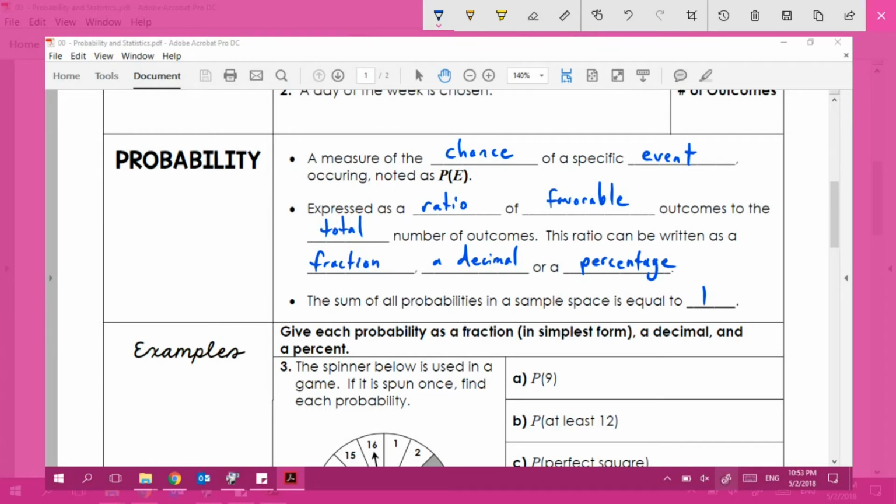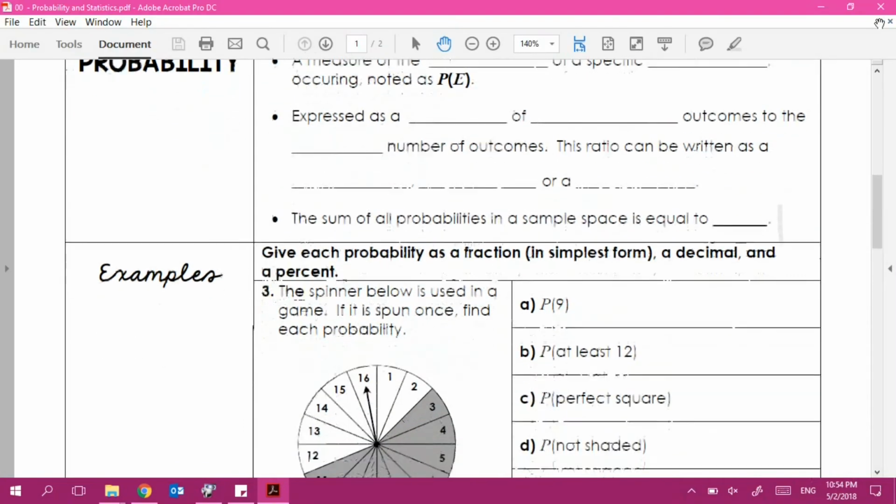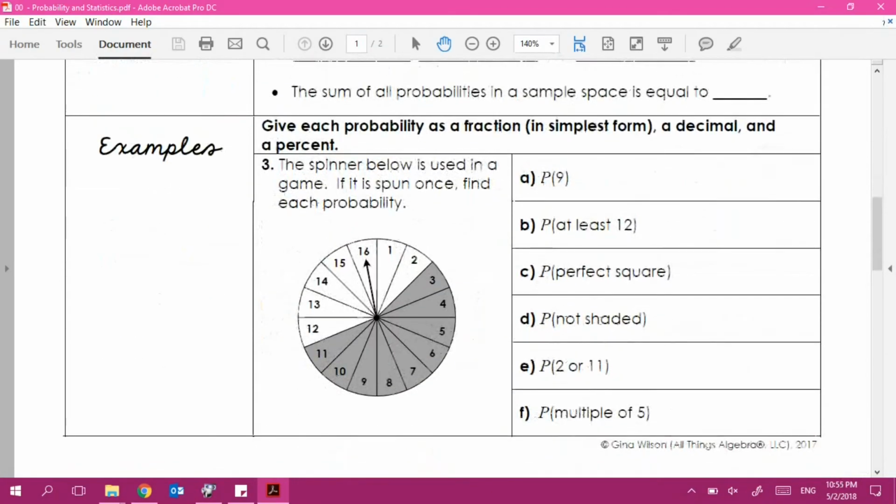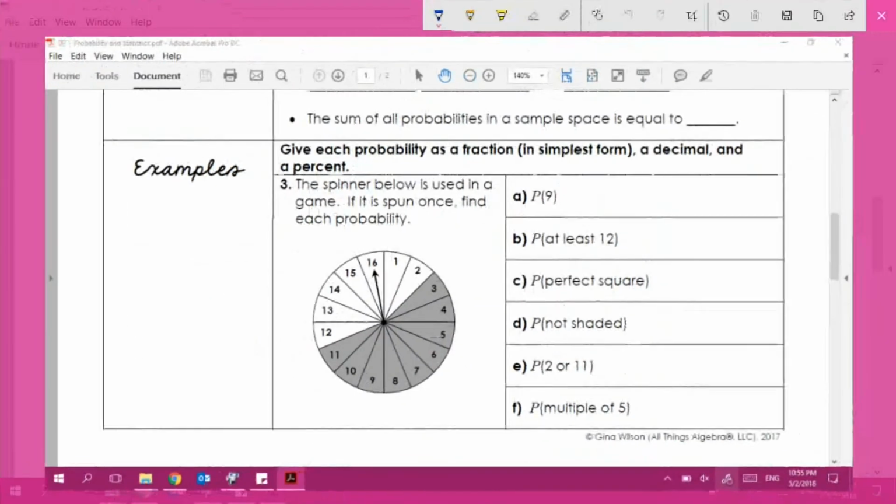So let's take a look at some examples for probability. All right, check out this cool spinner right here. Probability is all about chance, you know, so if you know your probability, you could be really good at gambling, maybe. Give each probability as a fraction in simplest form, a decimal and a percent. So we're going to write it in all 3 forms. The spinner below is used in a game. If we spin it once, we're going to find the probability of each of these things happening. So A says the probability of me landing on the 9.